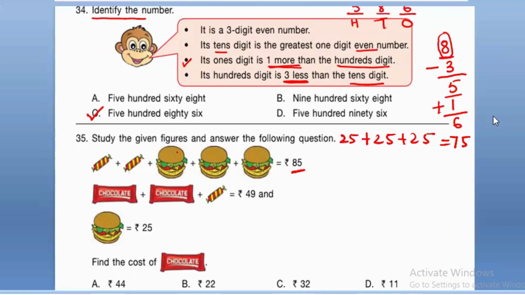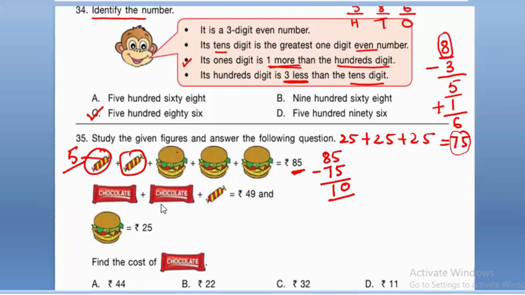Now the sum of all the 5 things is given here as 85. Now we need to check how much I need to add to 75 to get 85. For this I can just subtract 75 from 85. What am I getting? I am getting 10. Okay, so the value of 2 candies is 10. So what will be the value of 1 candy? The value of 1 candy will be 5 rupees, because 5 plus 5 is 10.